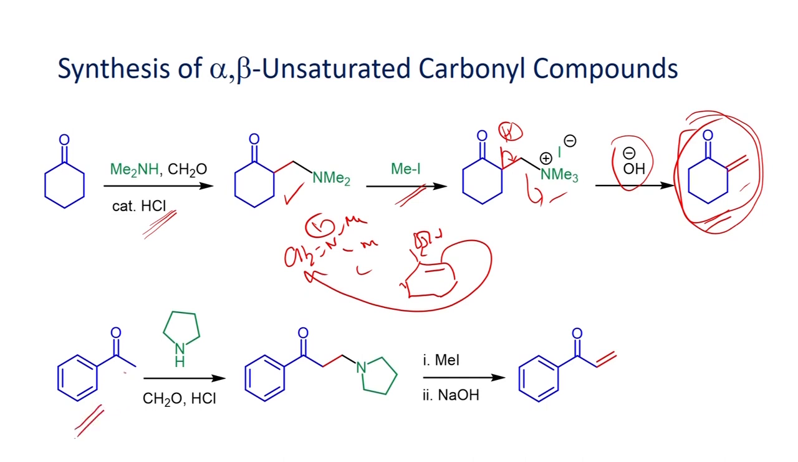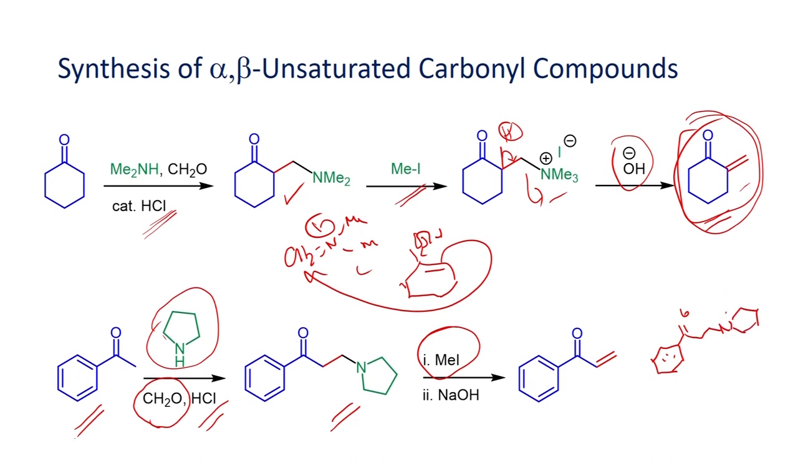Similarly, if you have this enolizable ketone, it can also react with formaldehyde and this secondary amine in the presence of HCl to give this Mannich product. Once you form this one, it can be reacted with methyl iodide to give the quaternary ammonium salt. So, if you have base, you can deprotonate this acidic proton, it can eliminate this amine, and you can generate phenyl vinyl ketone as a product.